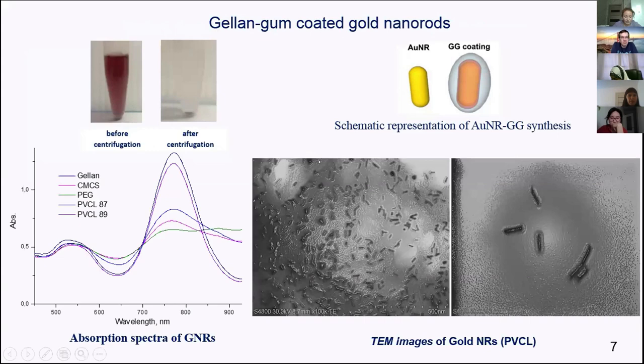Preparation of gold nanorods, gellan gum coated gold nanorods. First, gold nanorods were prepared following the seed-mediated growth method, then separated from cetyltrimethylammonium bromide, then washed with deionized water. After washing twice, the nanorods were resuspended in the solution of gellan. Here you can see absorption spectra of gellan nanorods, also TEM images of gold nanorods. Here is a schematic representation of the synthesized gold nanorods.